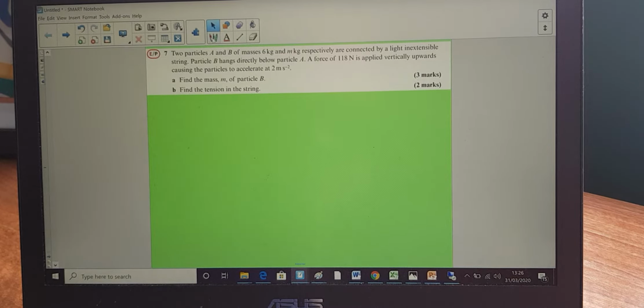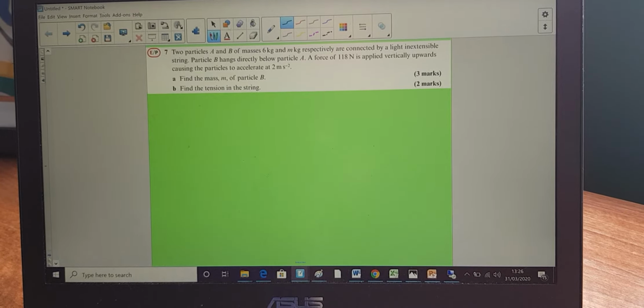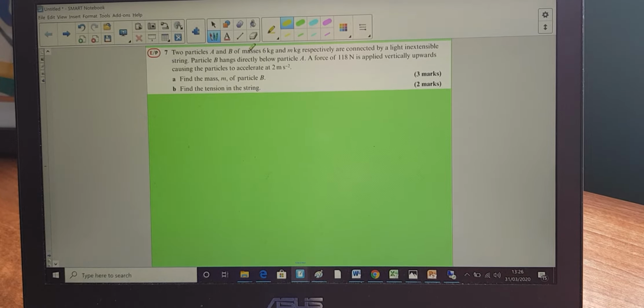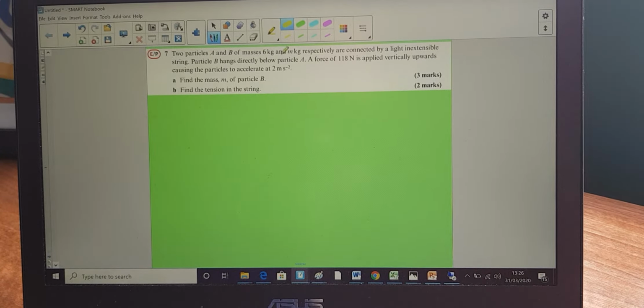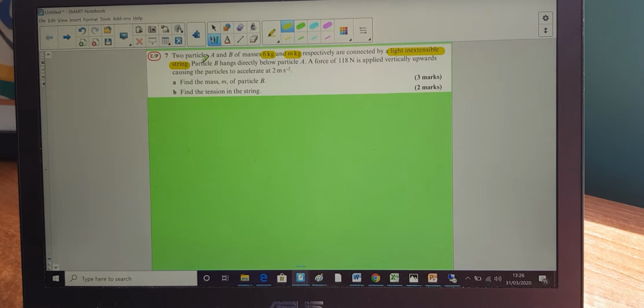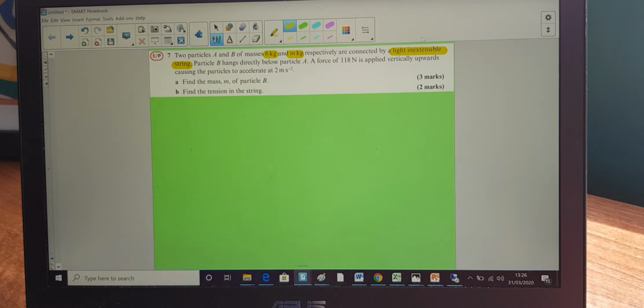Okay, let's read the question carefully. I'll get my highlighter pen out. Two particles, A and B, of masses 6 kilograms and m kilograms respectively, are connected by a light inextensible string, so we don't need to worry about the mass of the string, and it's not going to be stretchy. So as one particle moves, the other particle will also move.